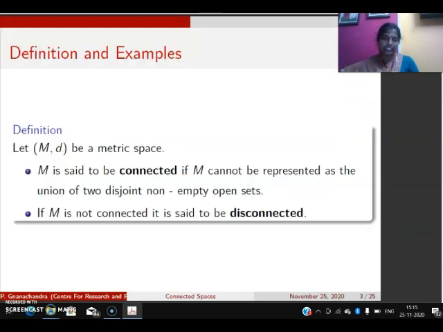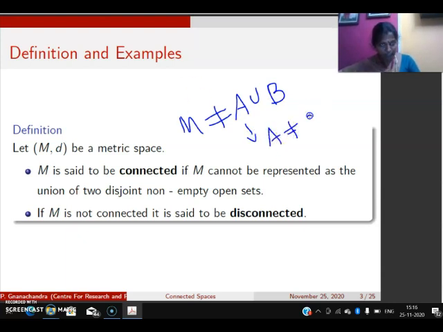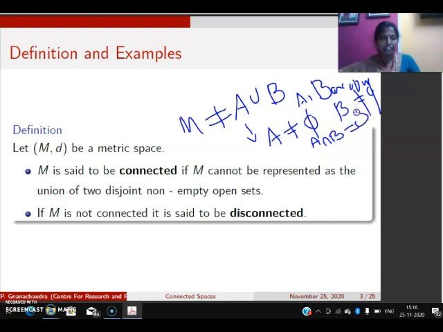First, let us see what is a connected space. Before I enter into the formal definition of connected spaces, I can take M as a metric space, M not equal to A union B. Here A and B are subsets, A non-empty and B also non-empty, as well as A and B are open, and one more thing: A intersection B equal to empty, that is, A and B are disjoint.